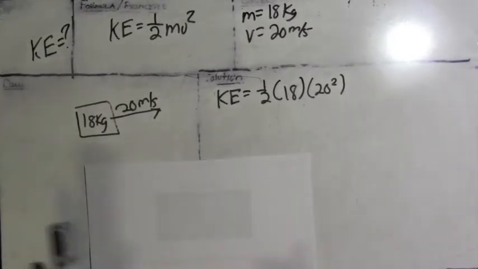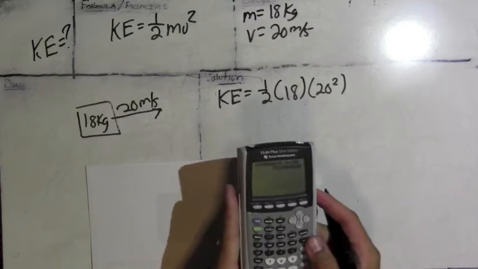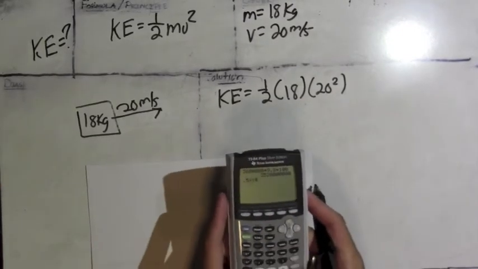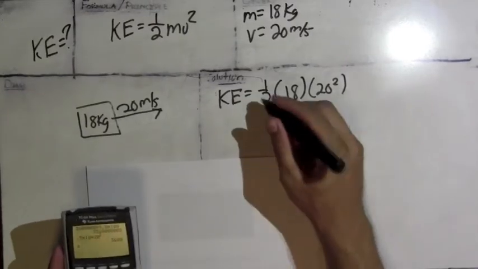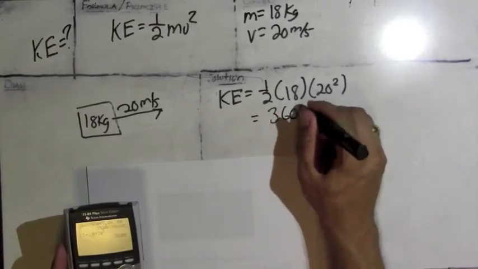So at this point we get our calculator out. We'd say 0.5, which is 1/2, times 18 times 20 squared. When we do that, we get a kinetic energy of 3,600 joules.